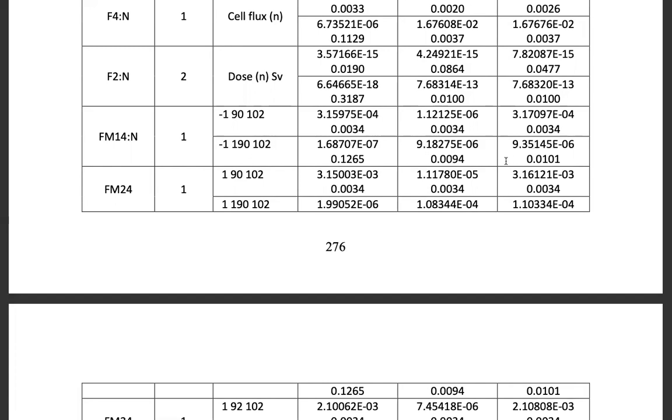So water was good in attenuating or slowing down the neutrons, but it was bad in the sense that it produced gammas. So it was a very effective neutron shield, but it produced gammas, so it added to the problem of shielding photons.